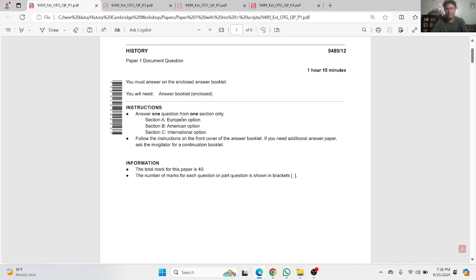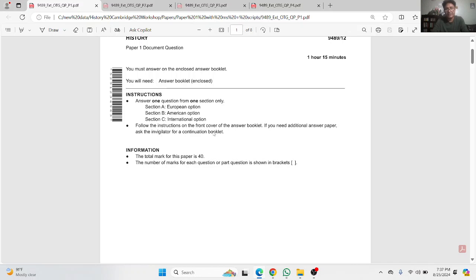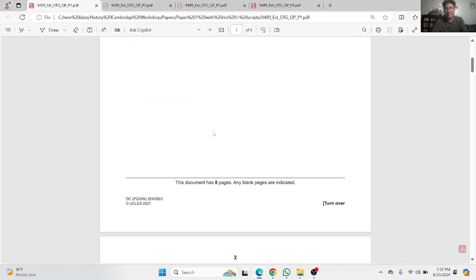If you have opted for a European option, you can attempt one question from this option, or if you have opted for the American option, then you have to attempt one question from the American option. And in case you have studied the international option, you have to attempt one question from the international option. So this is how the three sections A, B, C work; you attempt one question from any of these options. Now, one question is 40 marks, and one question has two parts, we will discuss later.